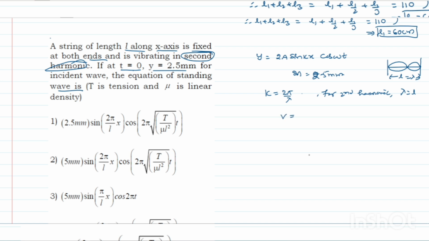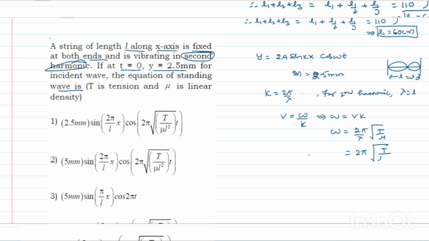And here V equals, the formula, omega by K. So with this, omega equals V into K, students. So here K is nothing but 2 pi by lambda into V, in the sense here velocity will be root over T by mu. And this is the omega value we are getting, which is nothing but 2 pi into root over T by mu by lambda.